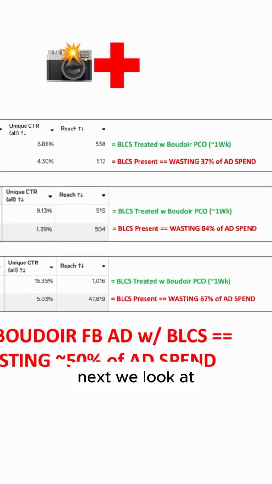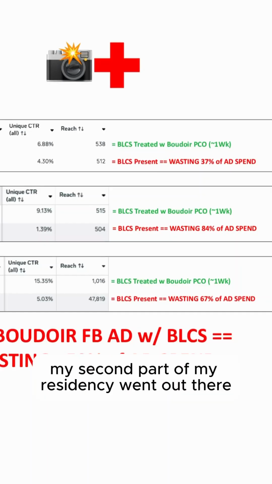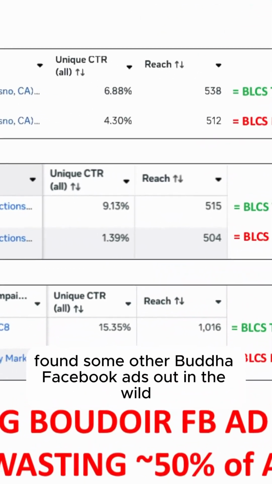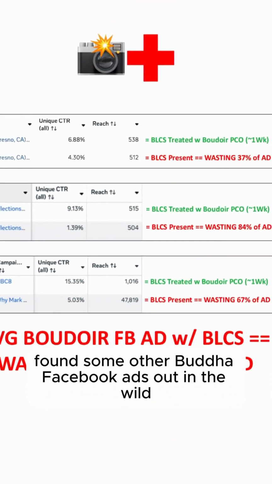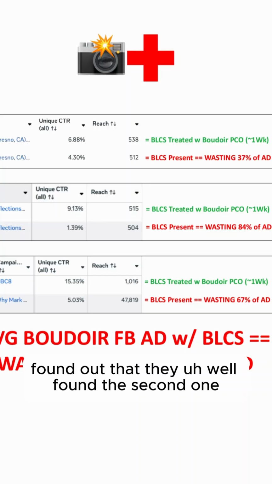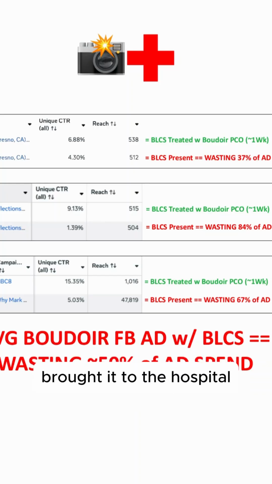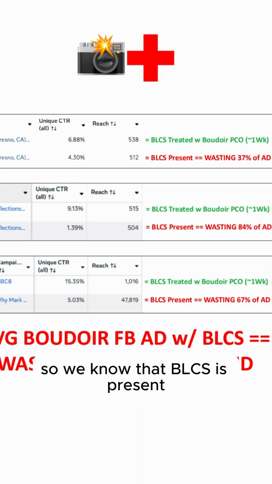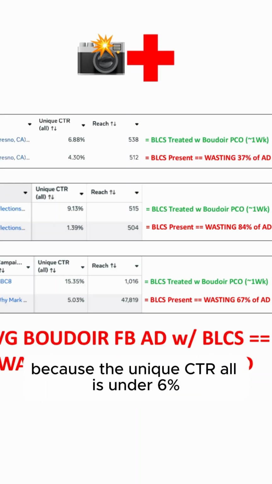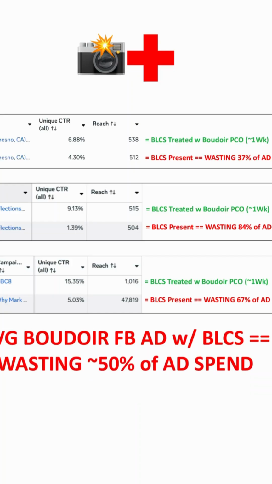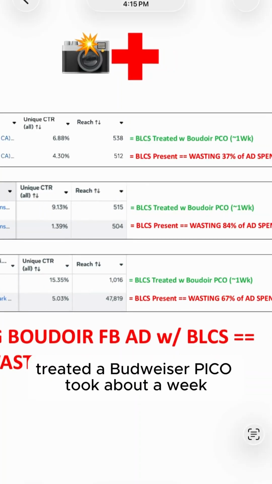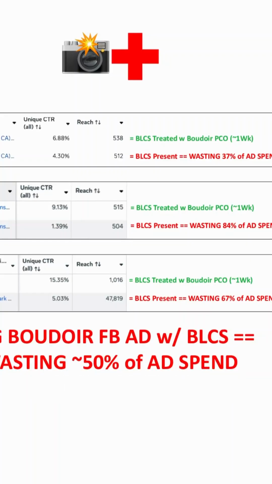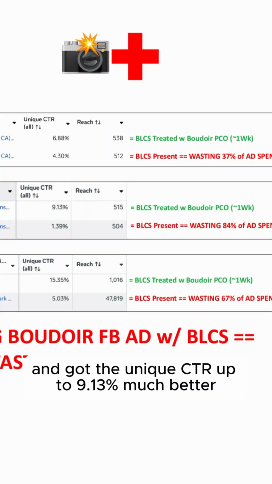All right, next we look at the second part of my residency, where I went out and found some other Boudoir Facebook ads out in the wild. I brought the second one to the hospital, tested it, and found its unique CTR was 1.39%. So we know that BLCS is present because the unique CTR is under 6%. I duplicated it, treated it with Boudoir Pico, which took about a week, and got the unique CTR up to 9.13%, much better.